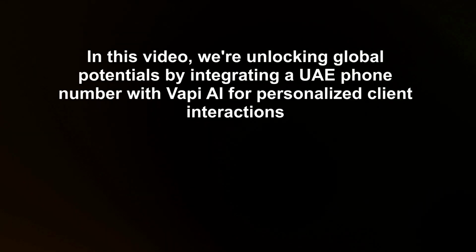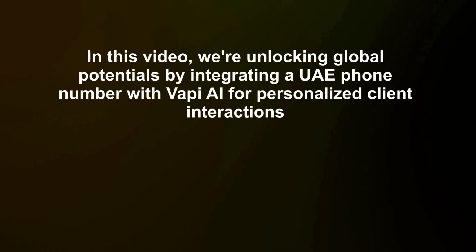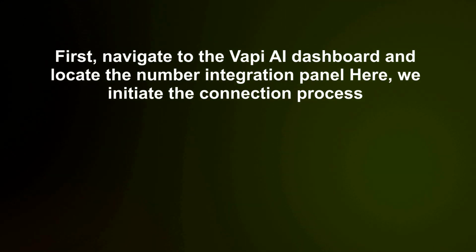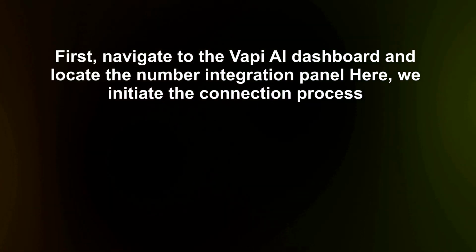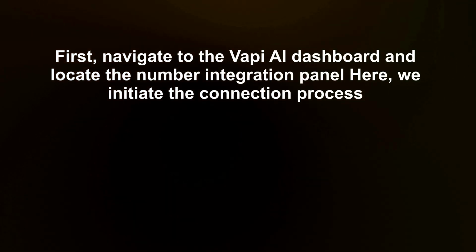In this video, we're unlocking global potentials by integrating a UAE phone number with Vapi Ai for personalized client interactions. First, navigate to the Vapi Ai dashboard and locate the number integration panel here. We initiate the connection process.